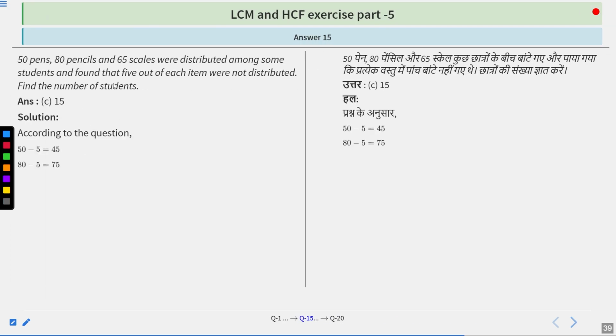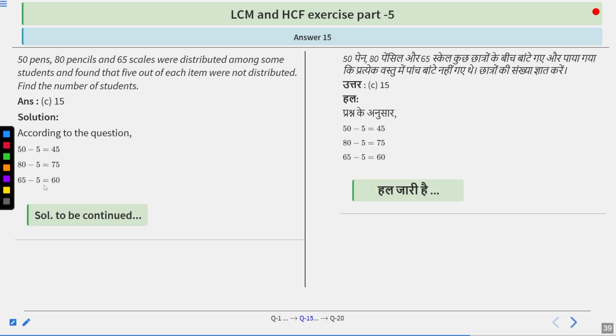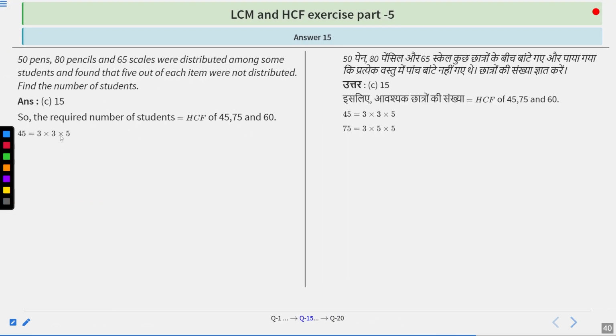Now, in the question, it was written that every time it was found that 5 out of each item was not distributed. That means 5 is the remainder. That means if we subtract 5 from 50, 80, and 65 respectively, then the numbers we are getting should be the HCF. So the HCF of 45, 75, and 60. To find that, we are going to use the factorization method.